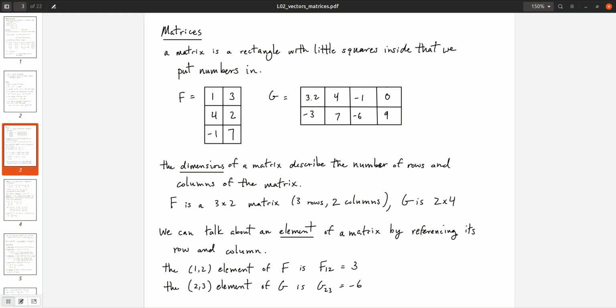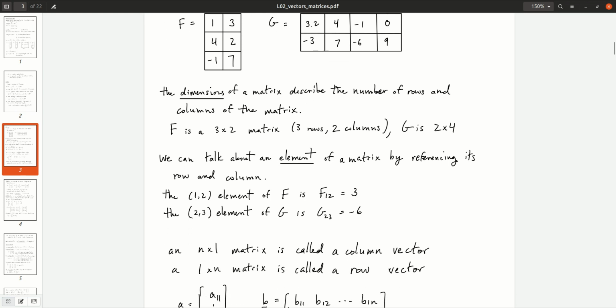Likewise, the 2, 3 element of G is the element of G in the second row, third column. So the second row, third column is minus 6. And we write this as G sub 2, 3.